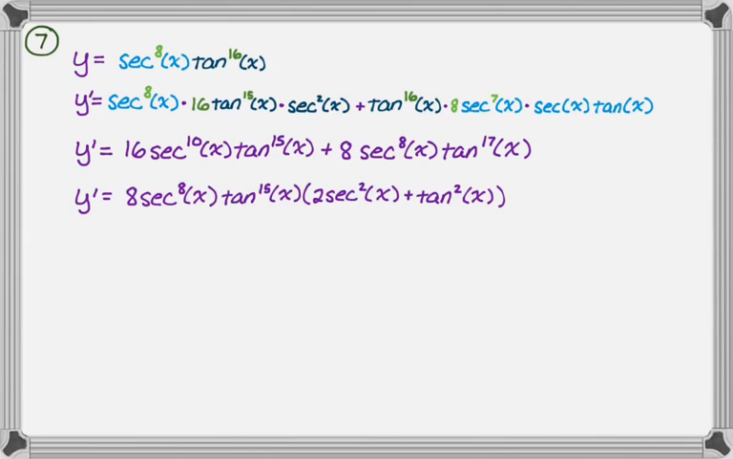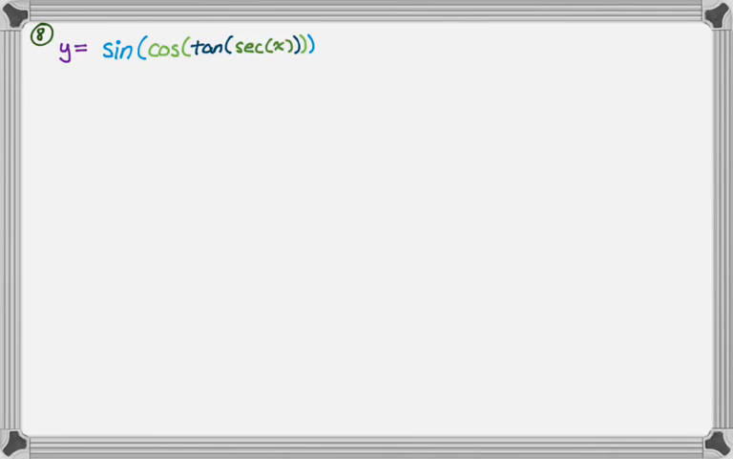All right, let's look at another one, which is kind of different, and there's almost no reason you would run into this problem in an application other than applying the chain rule, which is what we're trying to do here. So we have y is equal to the sine of the cosine of the tangent of the secant of x. And we're just going to take the derivative of this thing. So this is a really good chain rule problem.